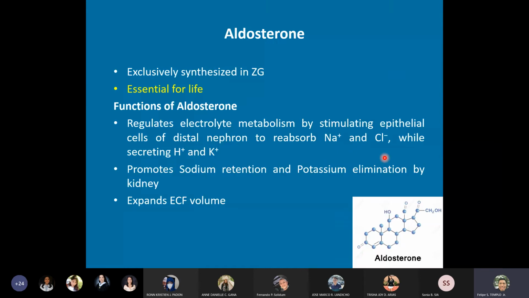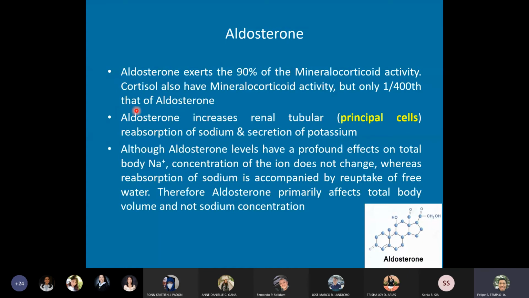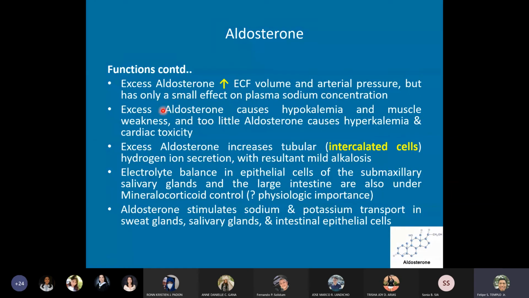So let's go to aldosterone. This is from the zona glomerulosa. This is again essential for life. This was discussed by Dr. Solidum, I suppose. They are helpful in your ECF volume regulation. The effect is basically in the principal cells, in your renal tubular cells. So these are just generalities here.